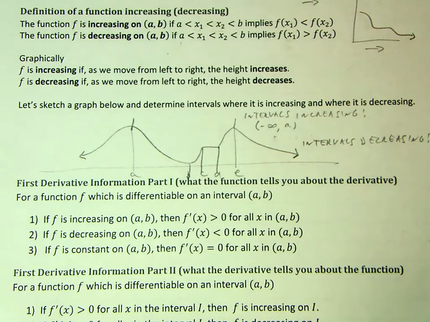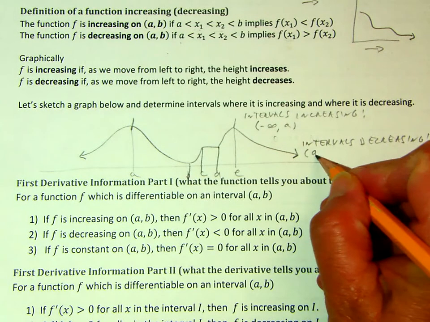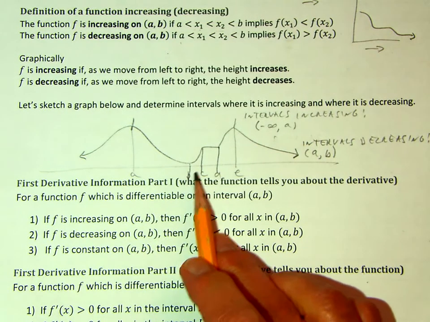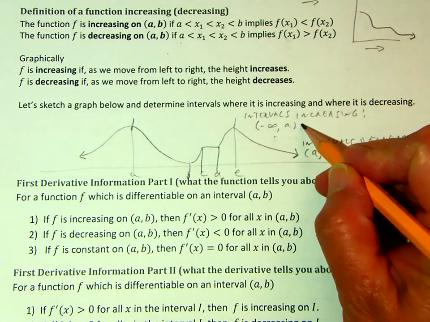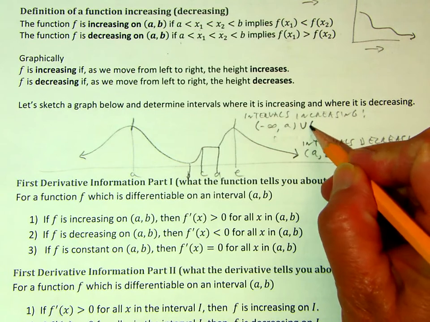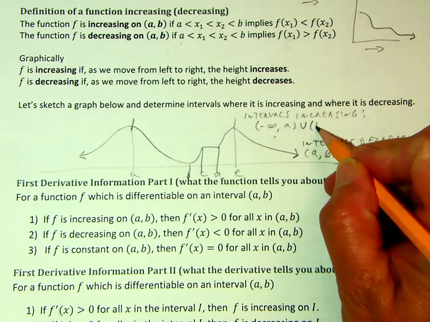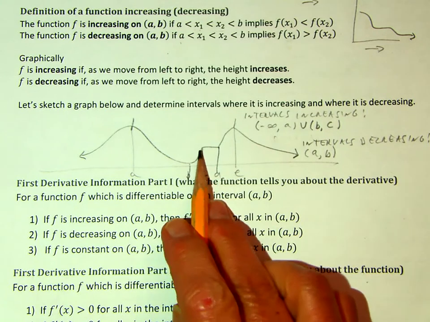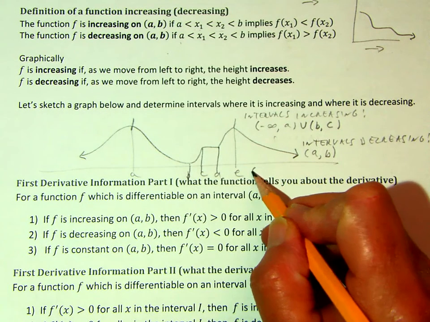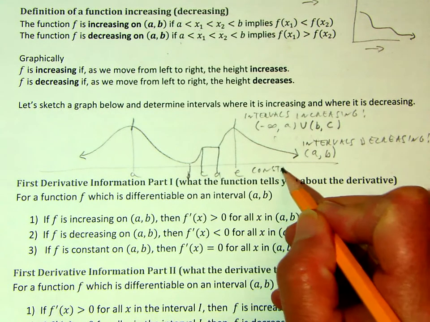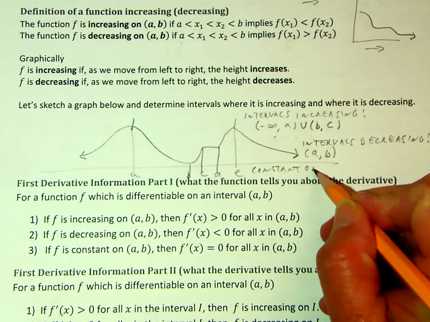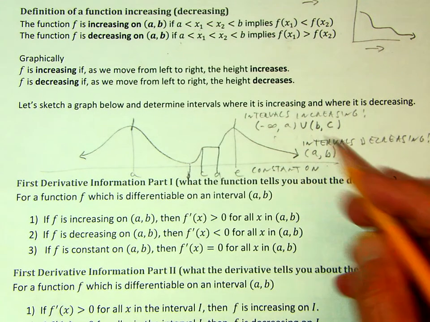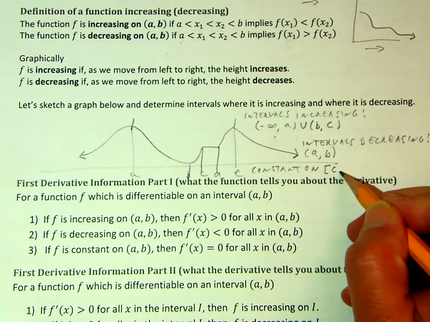From a to b, we're decreasing. From b to c, we're increasing again. I'm going to use the union symbol to connect the intervals. From b to c, we're increasing. From c to d, we're constant. And that would include the endpoints.